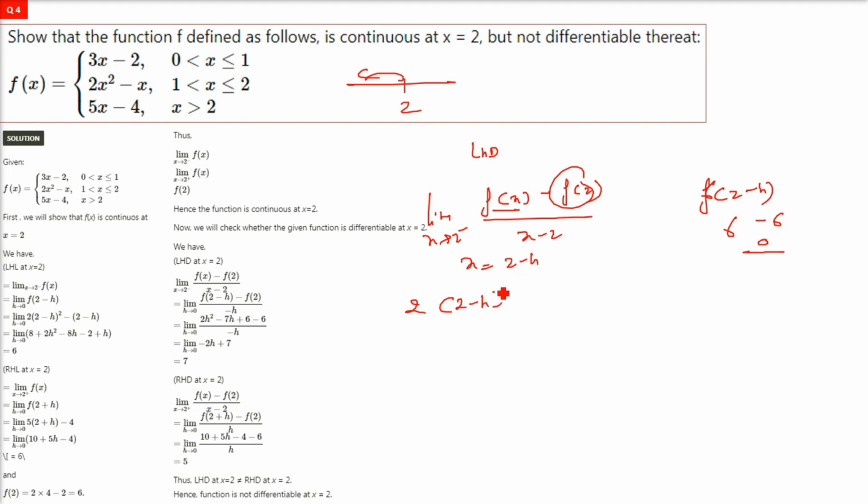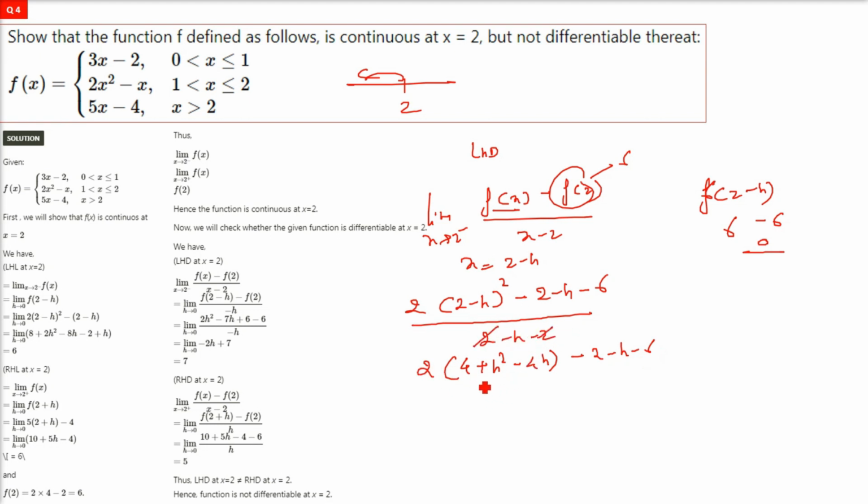So 2 into (2 minus h) whole square. Because we are going below 2, you have to use the 2x square minus x function. In the x, you have to write 2 minus h. And of course, you have f(2) as 6, so minus 6. So what do you get in the numerator? I am just opening it: (a minus b) whole square, and then minus (2 minus h), minus 6. Just open this, and the denominator is negative h. So 8 plus 2h square minus 8h, minus 2 plus h, minus 6.